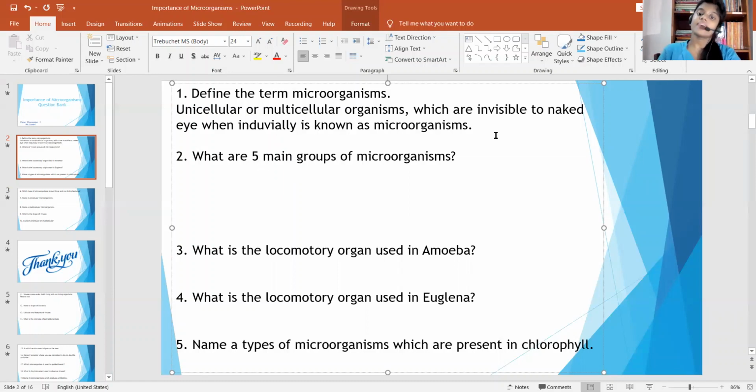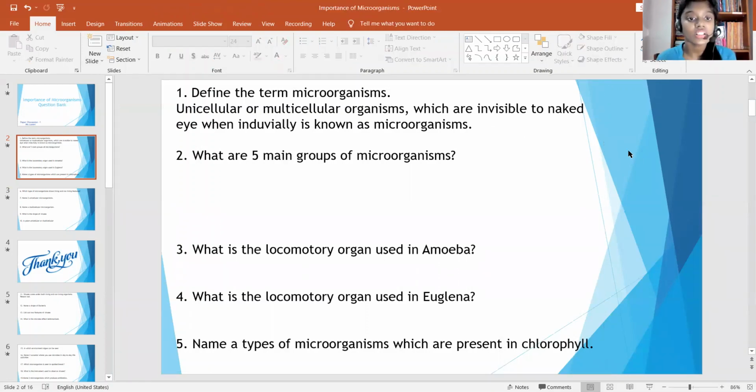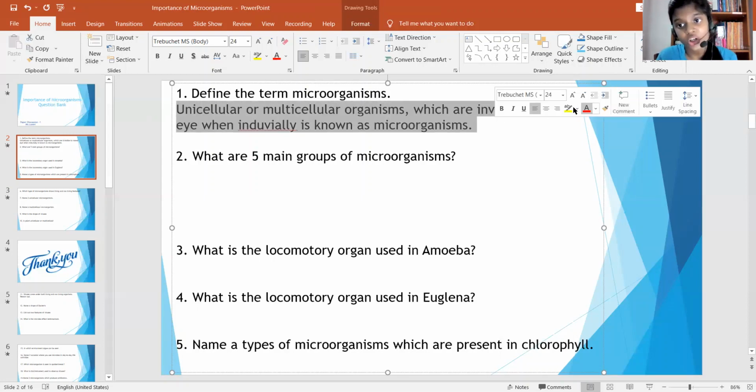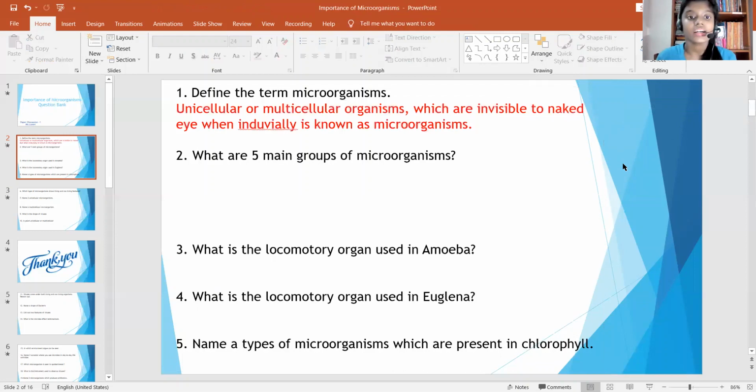Okay children, now again I'll explain. Unicellular means having only one cell, or many cells, which are invisible to the naked eye. That means we cannot observe them with our normal eyes. When we take them separately, they are called microorganisms. Now let's go to the second question.